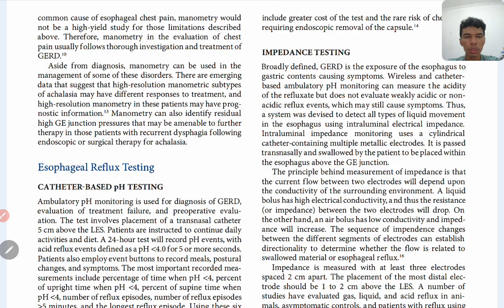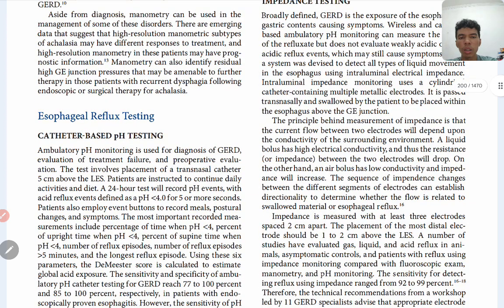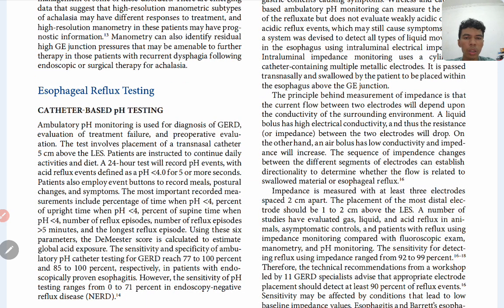Thus, a system was devised to detect all types of liquid movement in the esophagus using intraluminal electrical impedance. Intraluminal impedance monitoring uses a cylindrical catheter containing multiple metallic electrodes. It is passed transnasally and swallowed by the patient to be placed within the esophagus above the GE junction. The principle behind measurement of impedance is that the current flow between two electrodes will depend upon the conductivity of the surrounding environment. A liquid bolus has a high electrical conductivity, and thus the resistance or impedance between the two electrodes will drop.